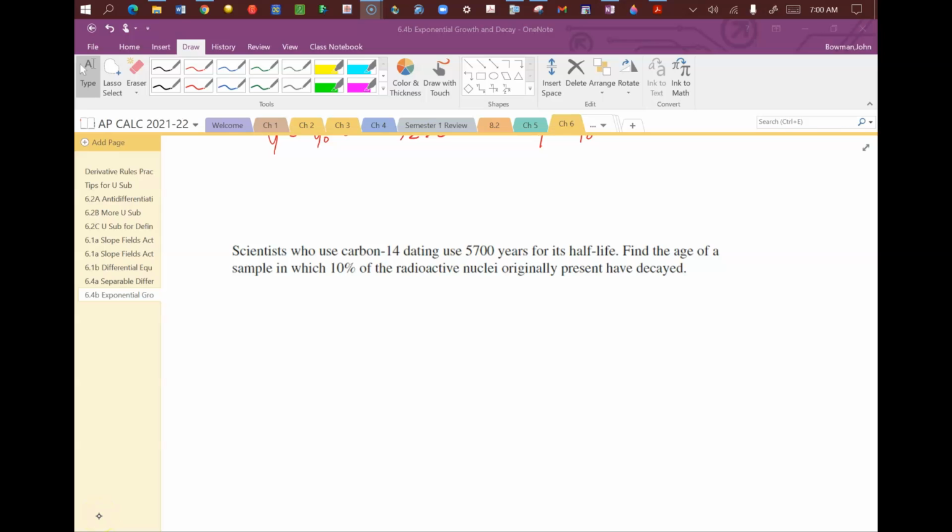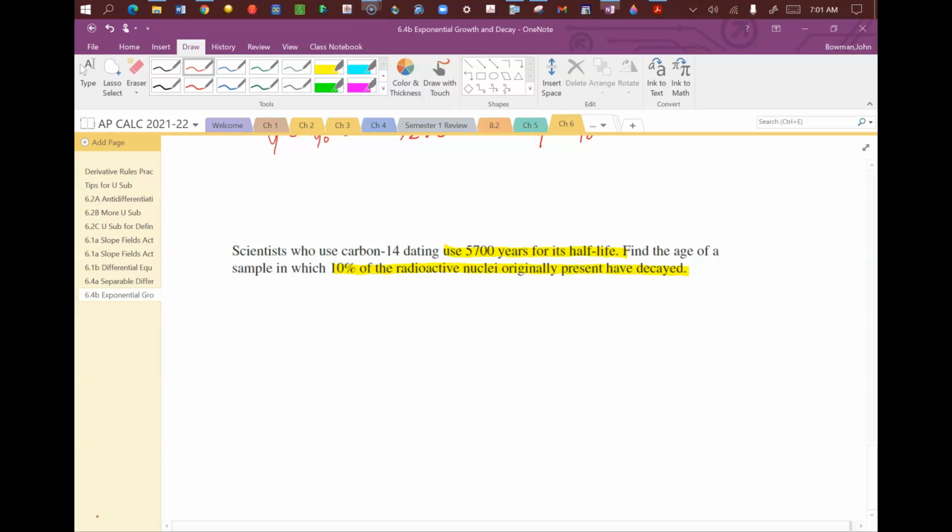So here's a typical half-life problem that you may have done in Algebra 2 or pre-calculus. And in this situation, what do we know? Scientists who use carbon-14 dating use 5,700 years for its half-life. Find the age of a sample in which 10% of the radioactive nuclei originally present have decayed. So at this point, we're really not doing a calculus problem. We're basically doing an Algebra 2 or a pre-calculus problem.